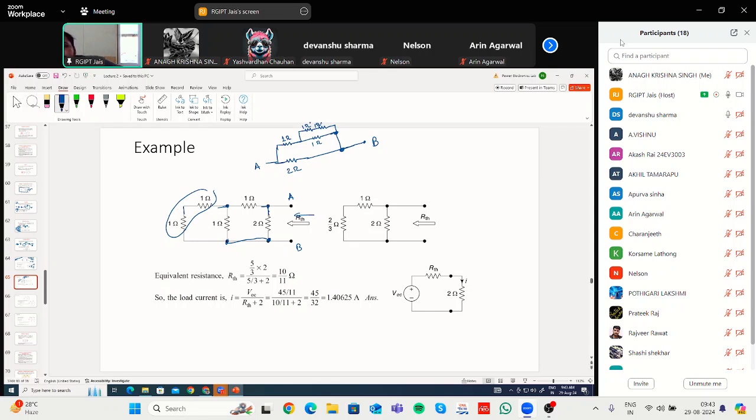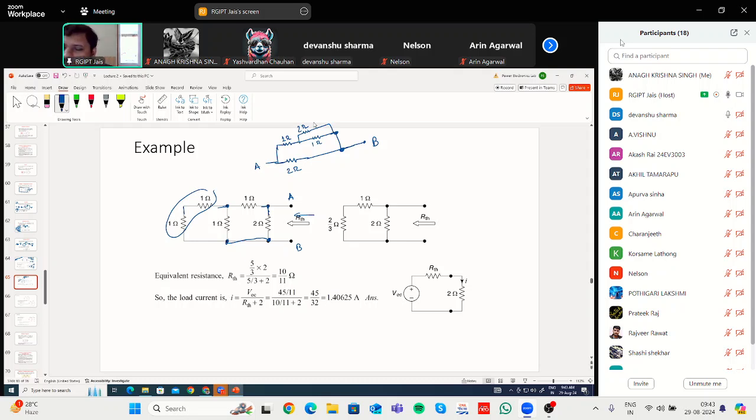So these two resistances are connected in series. There is a 1 ohm resistance and a 1 ohm resistance. You can replace them with a 2 ohm resistance. Resistances connected in series, you can add them up.